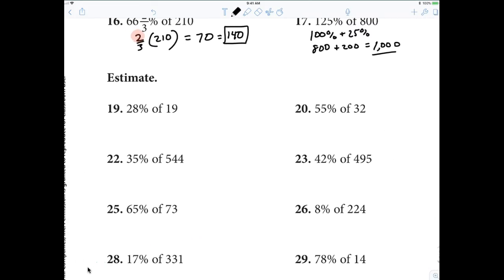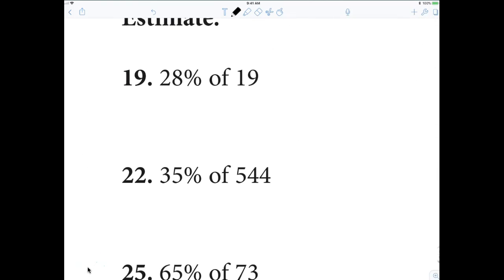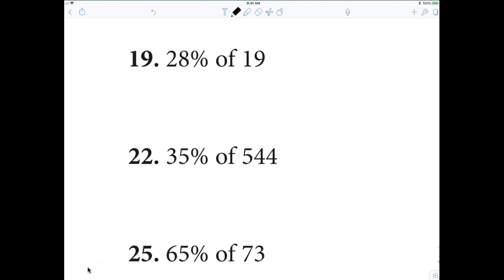Now, we're going to continue on. Estimation here is just changing the numbers so it's easier. Because I'm not going to make you do 0.28 times 19. I don't want you doing that. I know that's the answer, I don't care about that. This is all non-calculator. This is just brain power. Now, there's nothing I can do for 28%, but I can round that to 30%. And instead of 19, I'm just going to make it 20. That's what you're supposed to be doing.